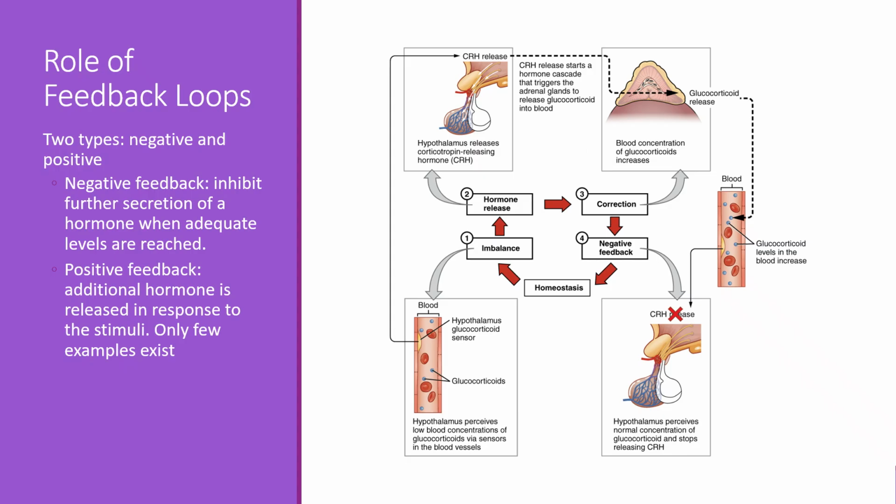Positive feedback means that additional hormone is being released in response to the stimuli. And there's really only a few examples of positive feedback loops when we talk about hormones. One of them happens to be childbirth, and the other one happens to be stopping blood flow, hemostasis.